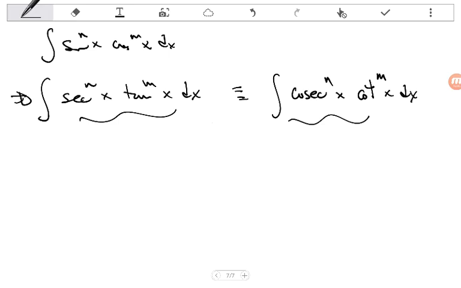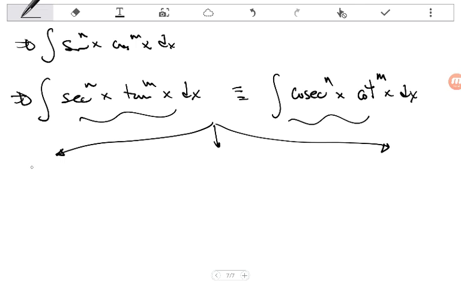We now have three cases. In the previous one we had only two cases. If one of them is odd, I take one of the odd after the d, and for the other I use the reduction formulas. Now I have three cases.